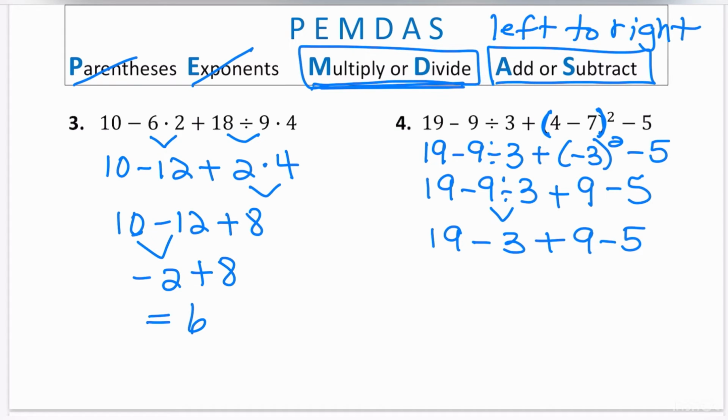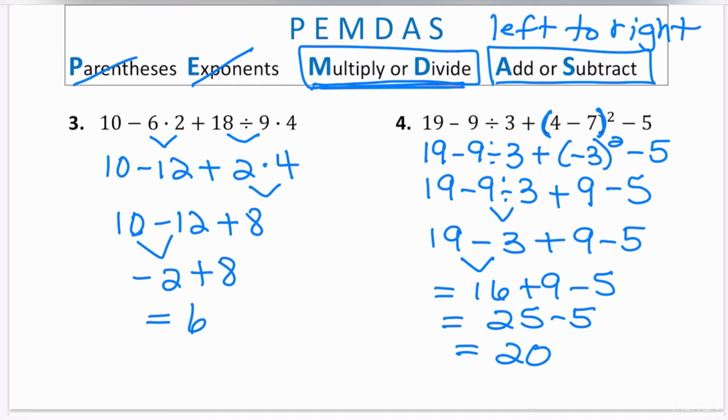Now I'm going to add or subtract from left to right. 19 minus 3 is 16, plus 9, minus 5. 16 plus 9 is 25, minus 5. So my final answer is 20. And yes, eventually you're going to get so much better with order of operations that you're not going to have to do every little teeny step one at a time. But until then, you want to make sure that you take your time. So that's questions 3 and 4.